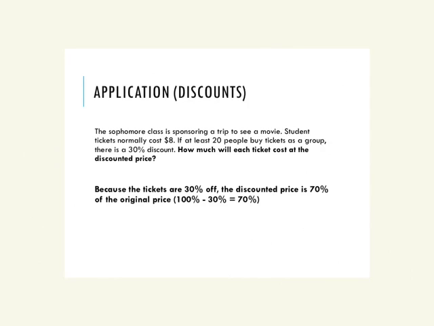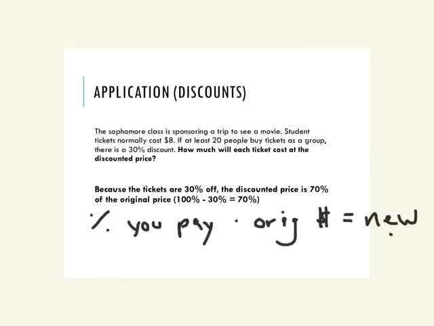All right, let's jump into an application problem with discounts. The sophomore class is sponsoring a trip to see a movie. Awesome, exciting. Students' tickets normally cost $8, but if at least 20 people buy tickets as part of this group, then there's a 30% discount. How much will each ticket cost at the discounted price? Well, let's think about this. Okay, you take the percent you pay, and you're going to multiply it by the original price, and that's going to equal your new price.